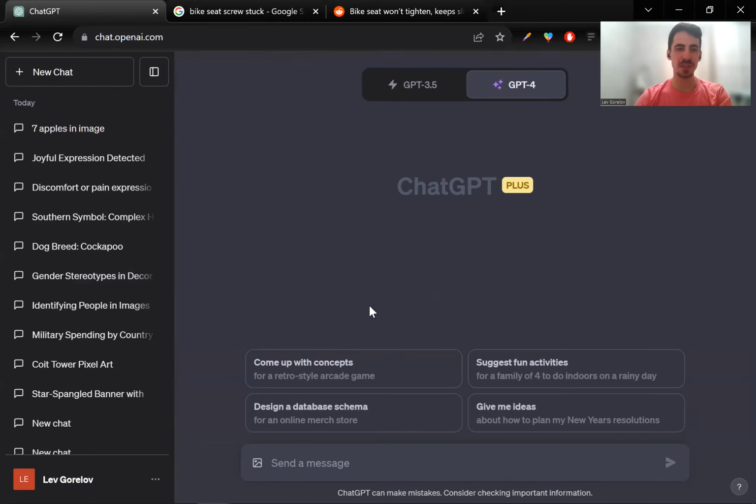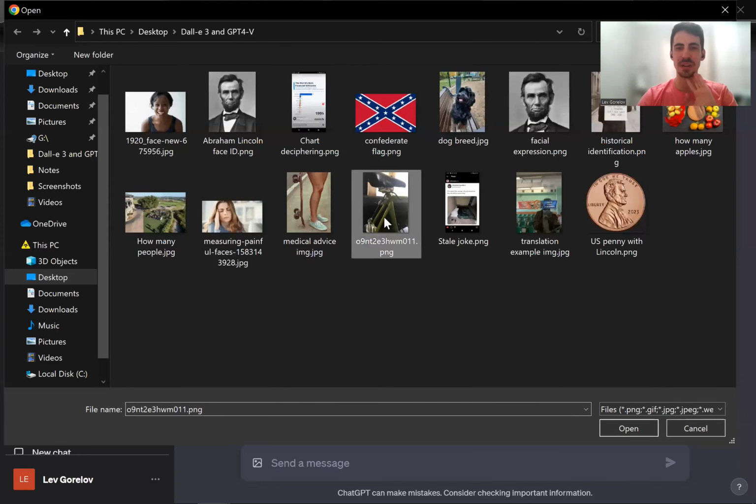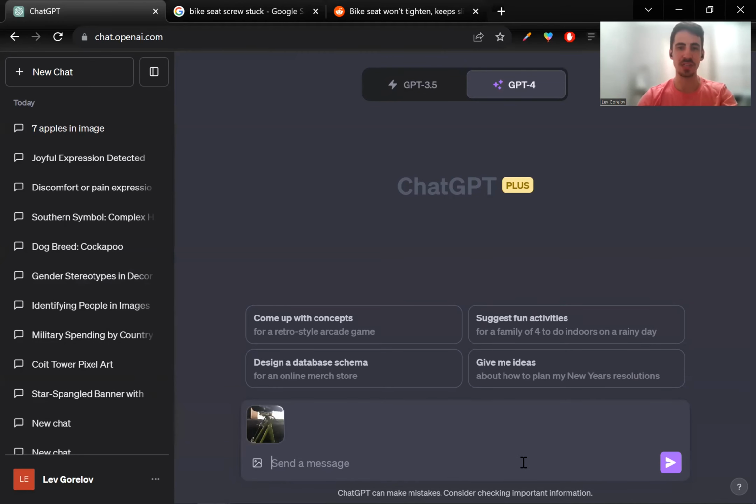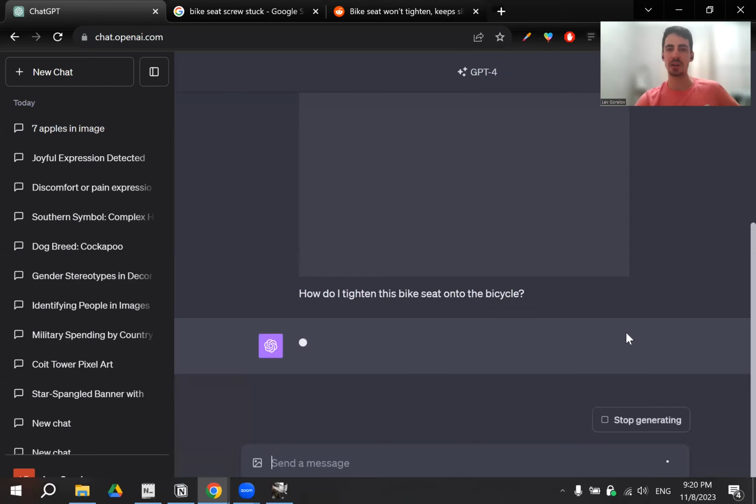There's one more test which I didn't mention in the beginning, but I did see it in a showcase of GPT-4V, where it'll give you legitimate advice on how to fix things and work on things. I'm actually going to copy directly the example that they described in the showcase, where they upload a picture of a bike seat and ask how to tighten it. I'm going to ask, how do I tighten this bike seat onto the bicycle? And I'm going to see if it'll give me correct advice on how to proceed here.